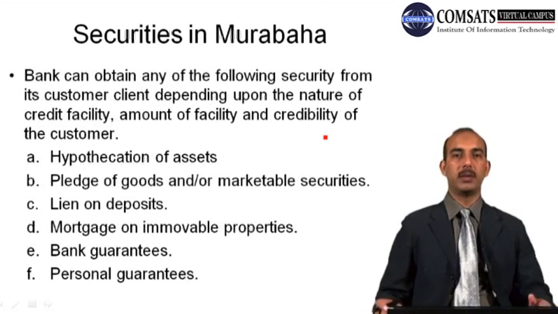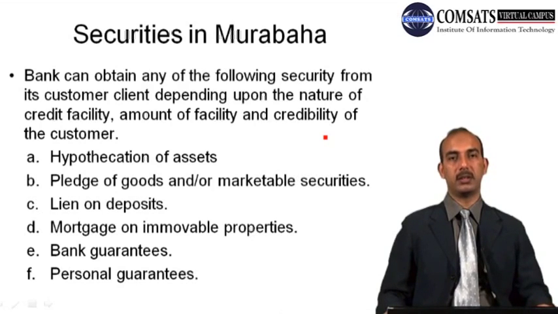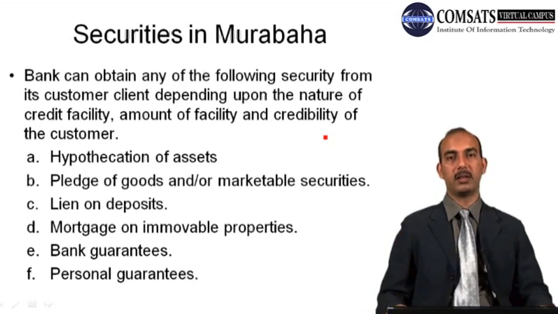So the banks have different options to consider for the securities of this Murabaha transaction. For example, hypothecation of assets and pledge of goods and marketable securities, lien on deposits, that is the access to the deposits of the client, mortgage on immovable properties, bank guarantees, personal guarantees. So these are the different securities which are available to the bank or the Islamic financial institution as a guarantee, as a security that the customer will make the payment on time.